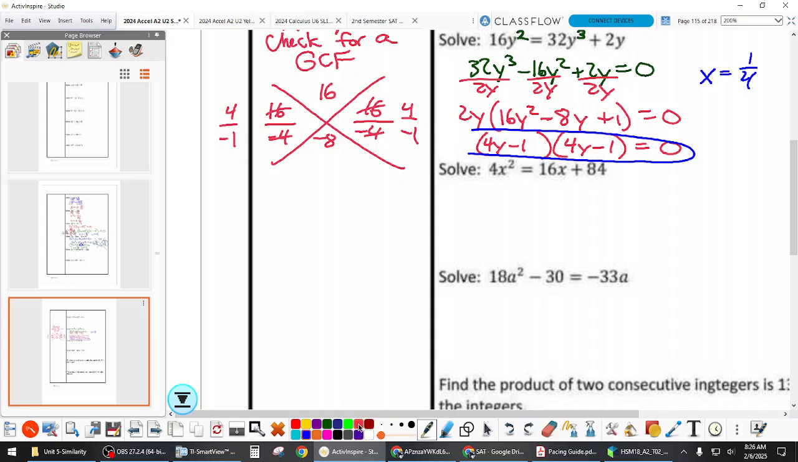Okay, let me erase this now. How do you make that first term 0? 2y equals 0, so y has to be 0. I put an x there, I need to rewrite it as y.